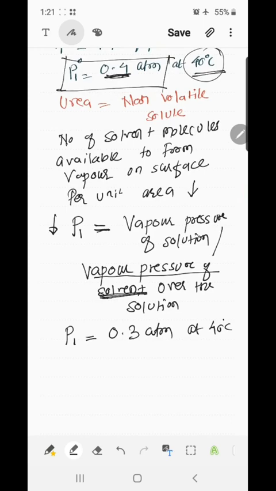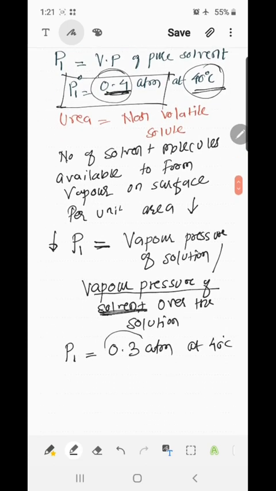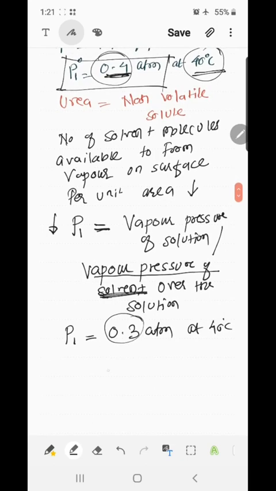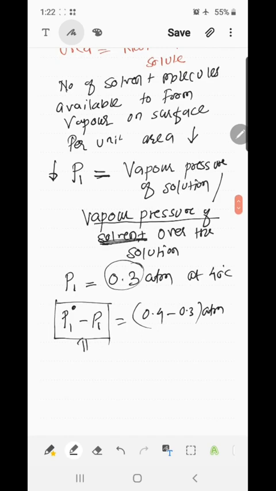Okay, so class, now you can see before adding urea vapor pressure was 0.4 and after adding urea vapor pressure is 0.3. So vapor pressure has lowered. So class, P01 minus P1, you can see here that value is 0.4 minus 0.3 atmosphere in this case. So that value is called as the vapor pressure lowering. So we call that P01 minus P1, this quantity, as vapor pressure lowering.